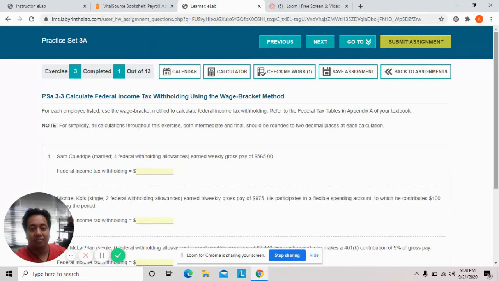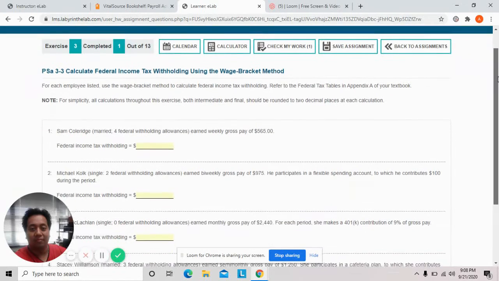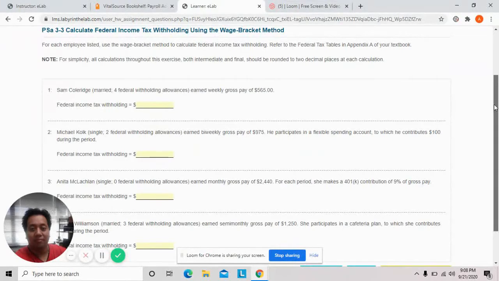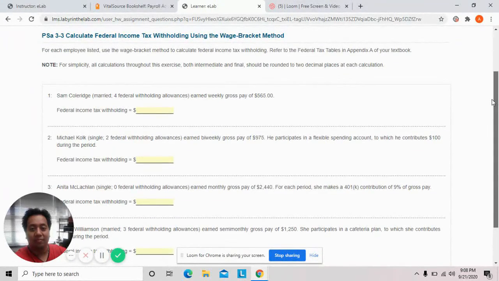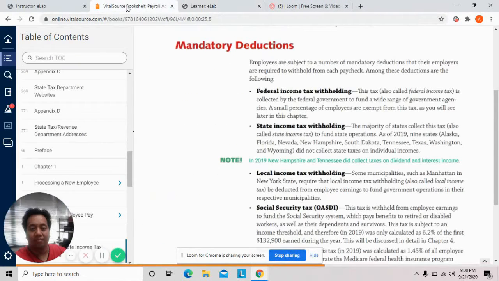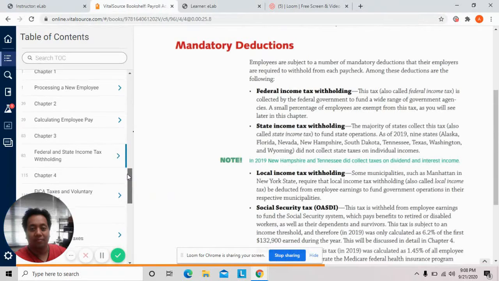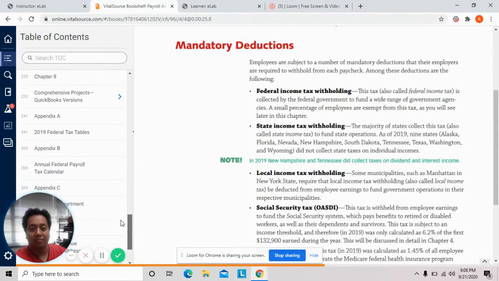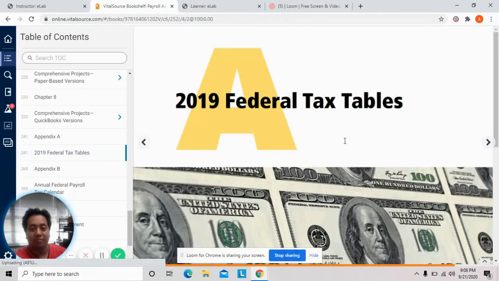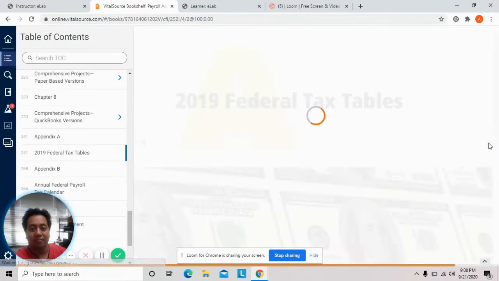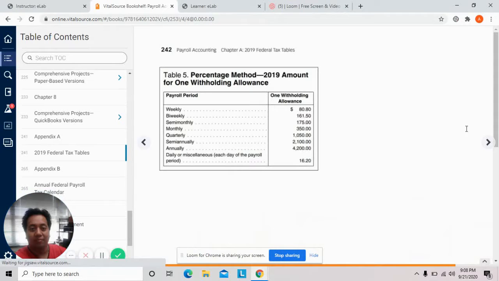For part PSA 3.3, we once again figure out the federal income tax withholding here. We use the wage bracket method. So that's one of the methods here. As you can see, that's available in Appendix A for the federal tax tables, depending if they're single, married, and whatnot.